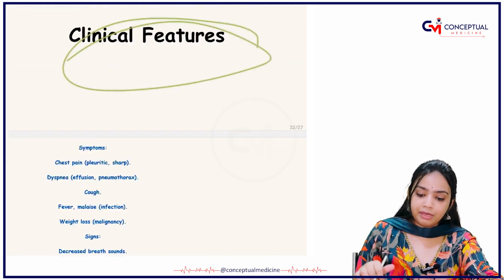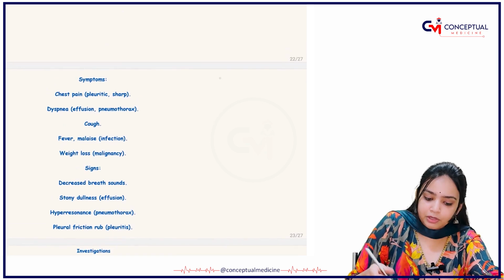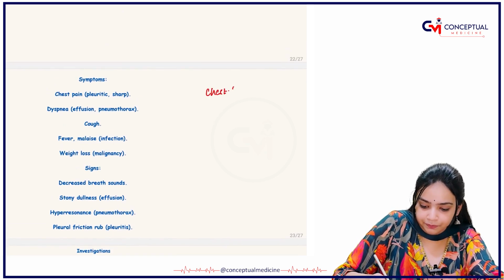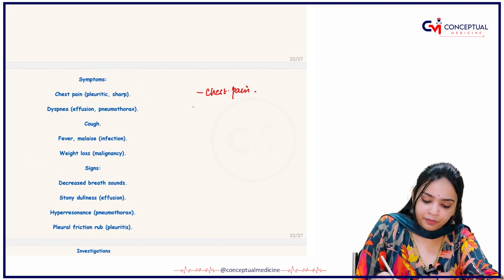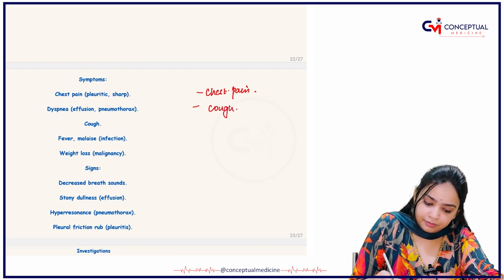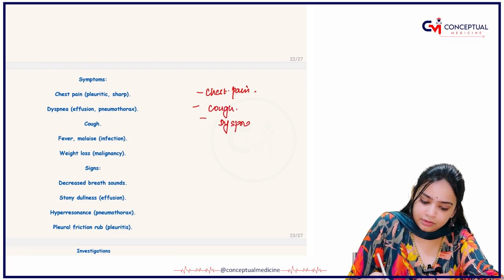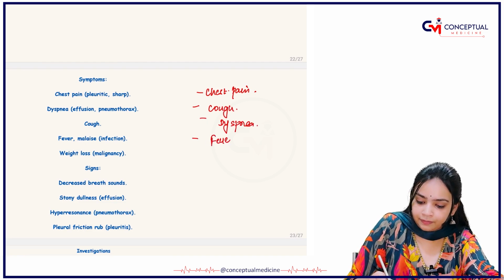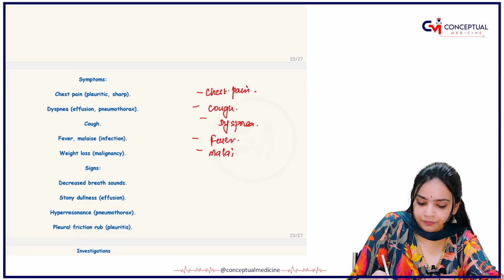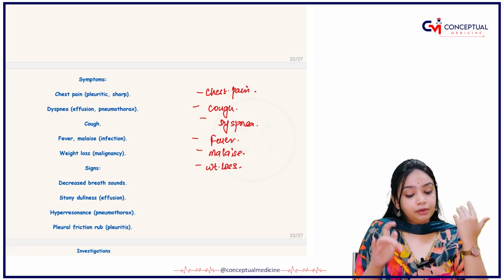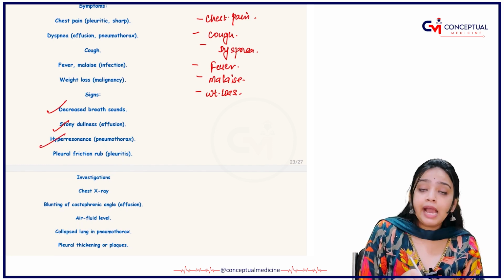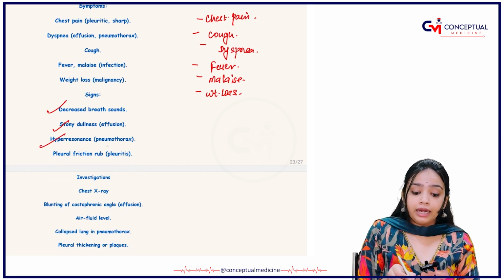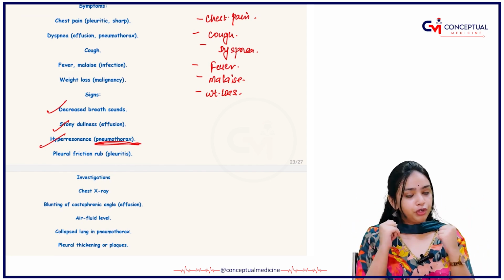What are the clinical features you will be able to see? There is chest pain, and the chest pain is very sharp. Then there will be cough, dyspnea, fever, malaise, and weight loss. And what are the signs you will be able to appreciate? There will be decreased breath sound, stony dullness, and there will be hyper resonance on percussion. That represents that you are dealing with a case of pneumothorax.